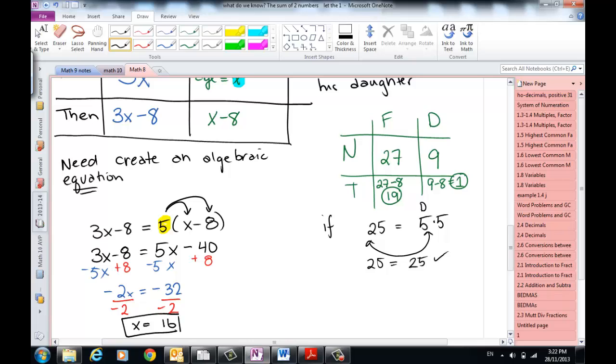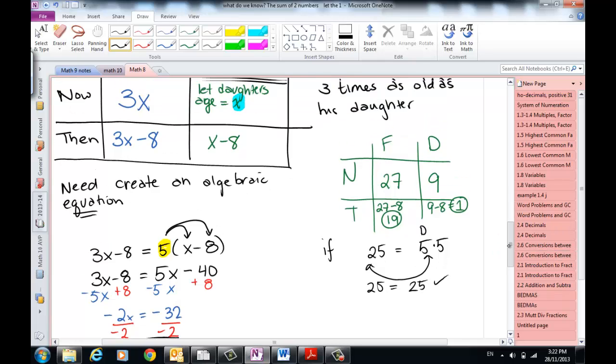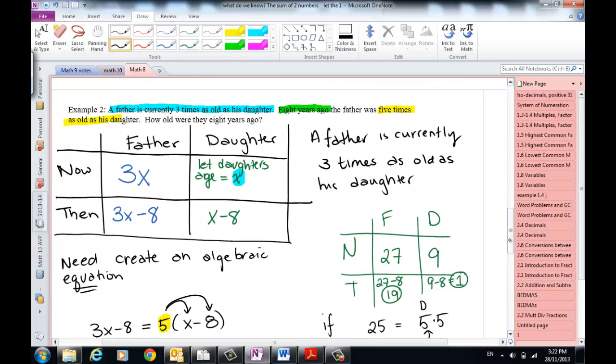So we solved for x, but we still haven't answered the question. Go back up to the question and it says, how old were they 8 years ago? Well, I just solved that x equals 16, which means right now Dad is 3 times 16, which is just equal to 48. And then I'm just going to subtract 8 years. So Dad is equal to 40. You could also substitute 16 in here and you would still get 40. And the same thing here, I can do 16 minus 8 is equal to 8.